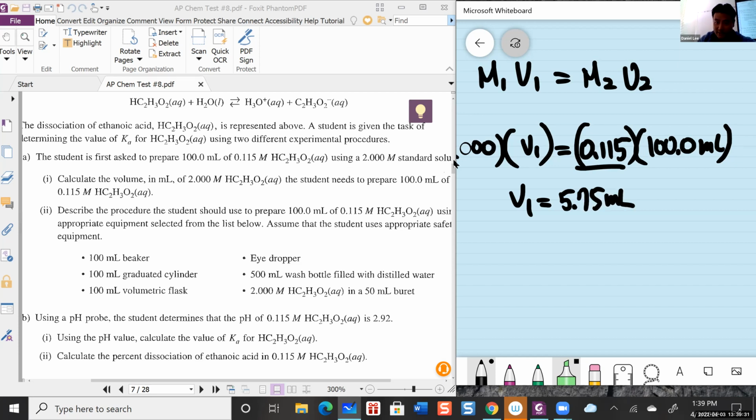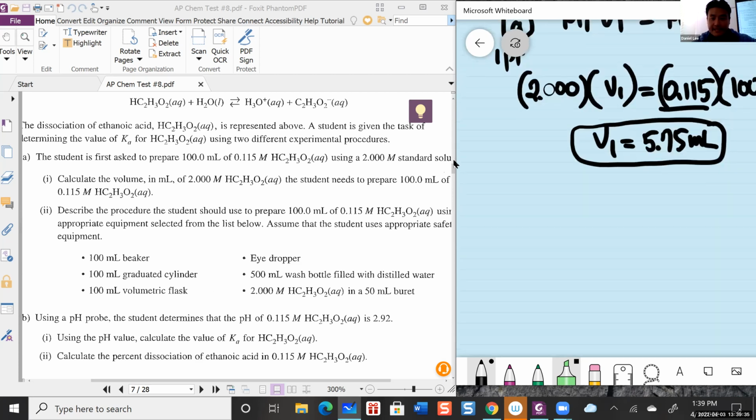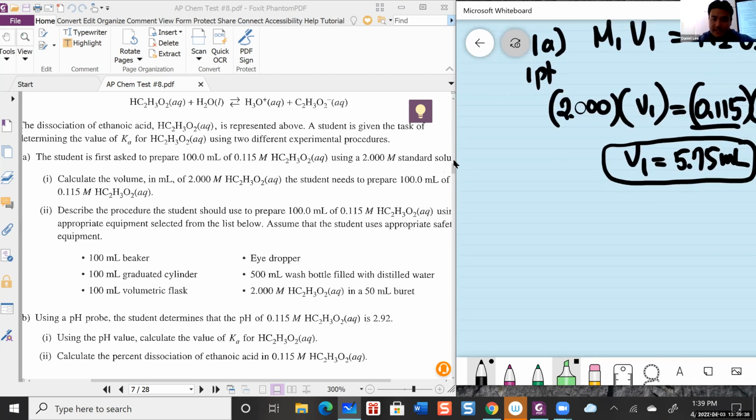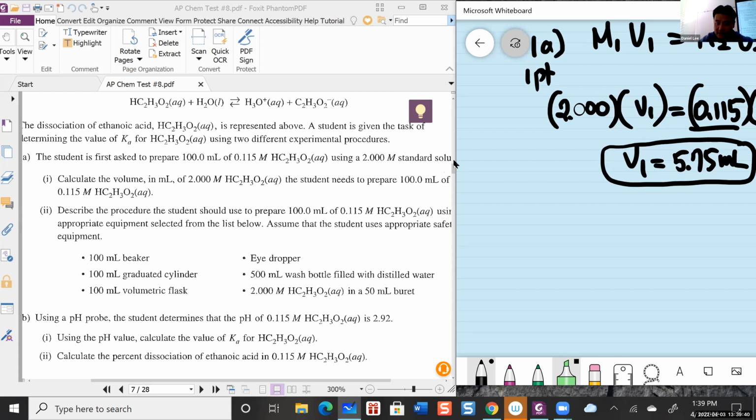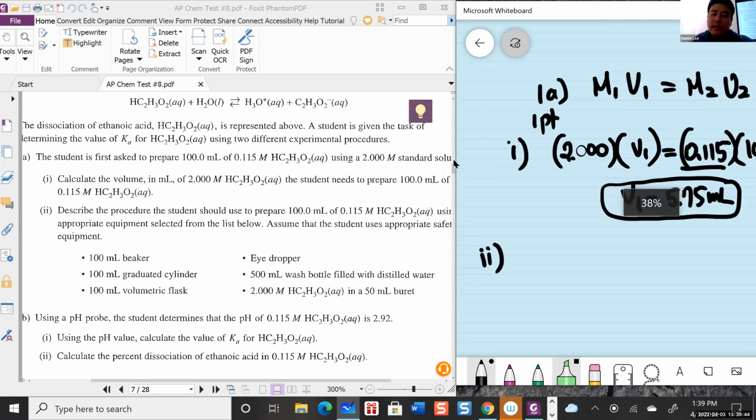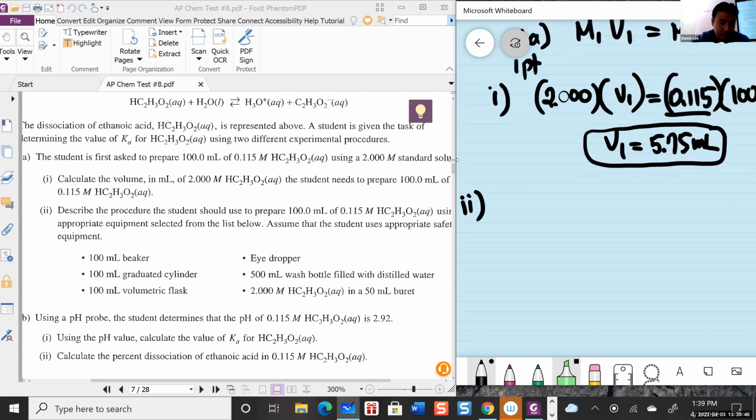5.75 mil, that's the answer. Okay, so that's 1 point, easy point, yeah? Okay, second part. That was A1, now is A2. So what are we doing for A2? A2 says, describe the procedure the student should use to prepare this.